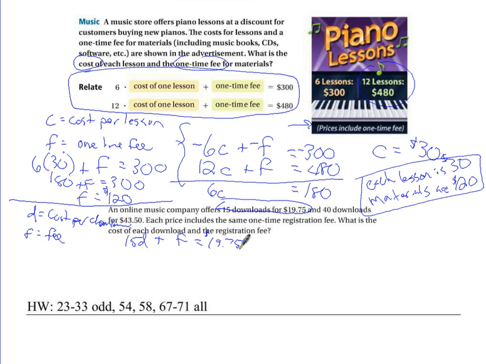Second equation comes from 40 downloads for $43.50. So 40D plus that one-time fee again equals $43.50. That's the system. Now what?